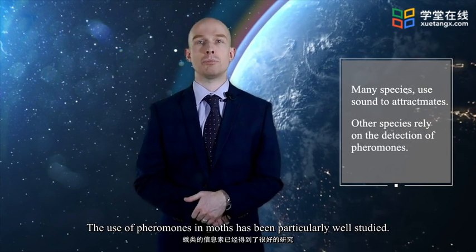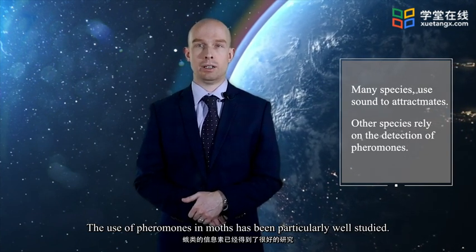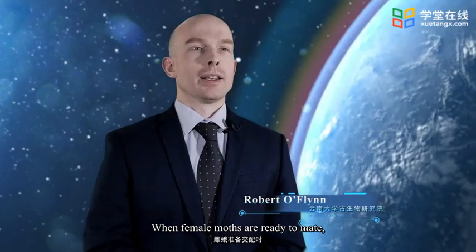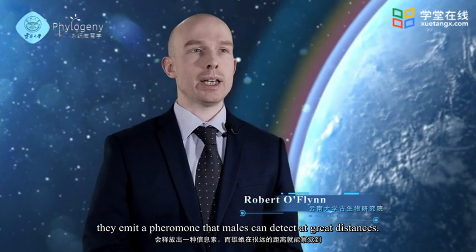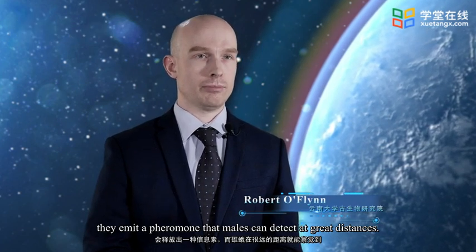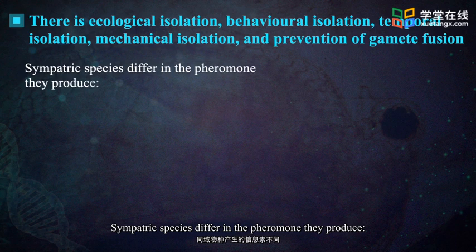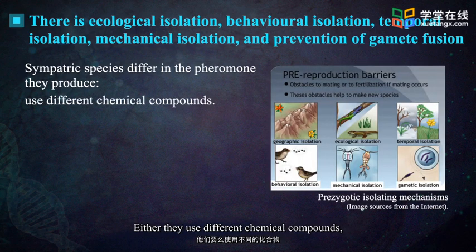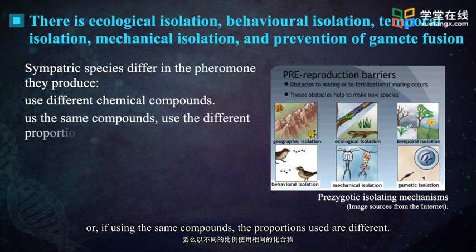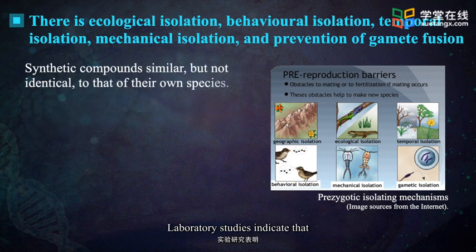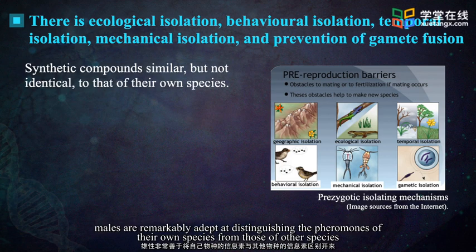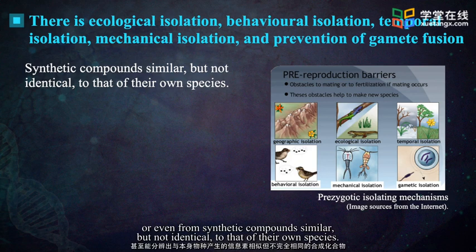The use of pheromones in moths has been particularly well studied. When female moths are ready to mate, they emit a pheromone that males can detect at great distances. Sympatric species differ in the pheromone they produce. Either they use different chemical compounds, or if using the same compounds, the proportions used are different. Laboratory studies indicate that males are remarkably adept at distinguishing the pheromones of their own species from those of other species, or even from synthetic compounds, similar but not identical to that of their own species.